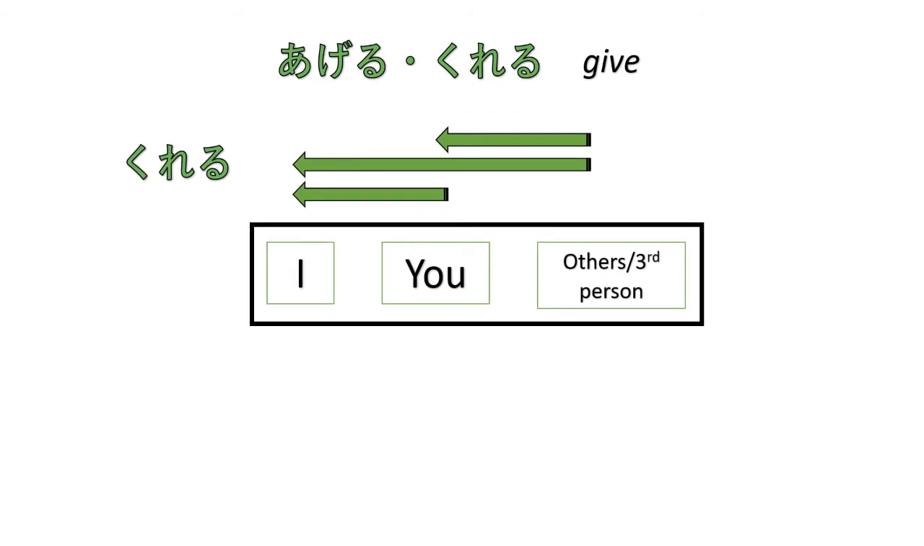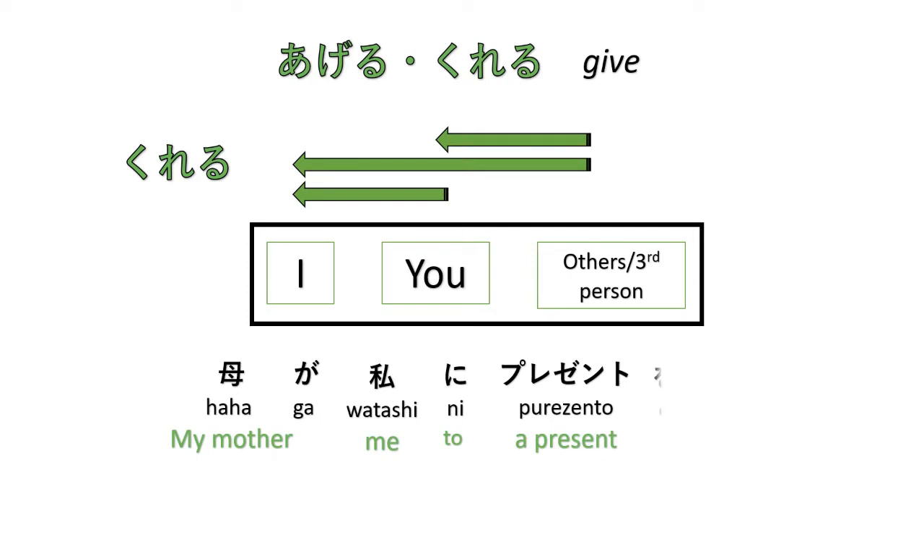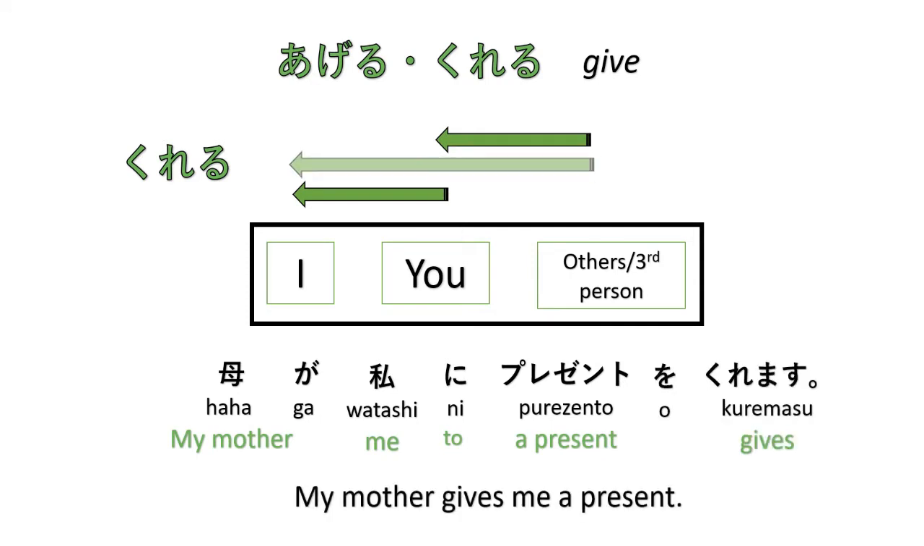Alright, let's have some examples. Haha ga watashi ni presento o kuremasu. My mother gives me a present. So here, the arrow starts from a third person going to me. The sentence is from the third person to me, so we use kureru or kuremasu.